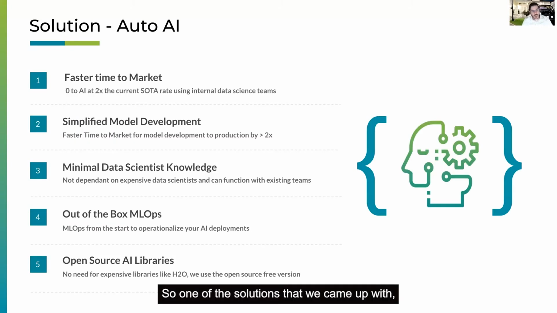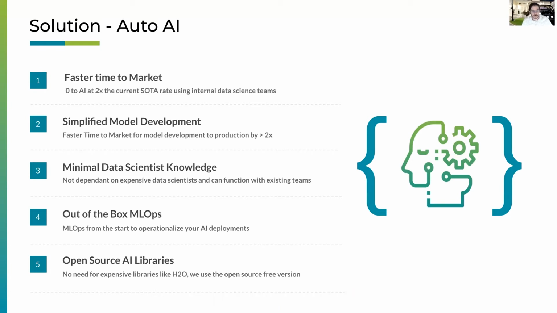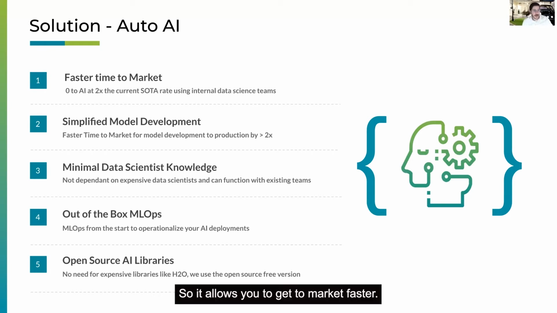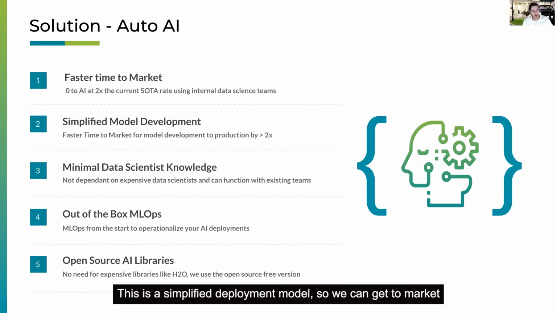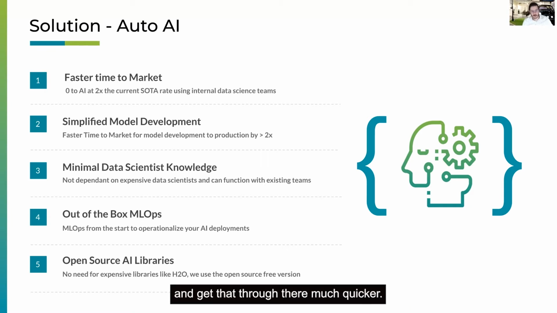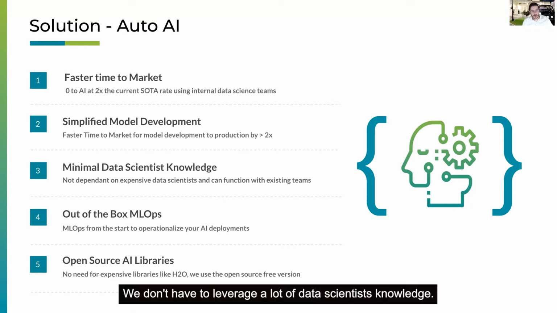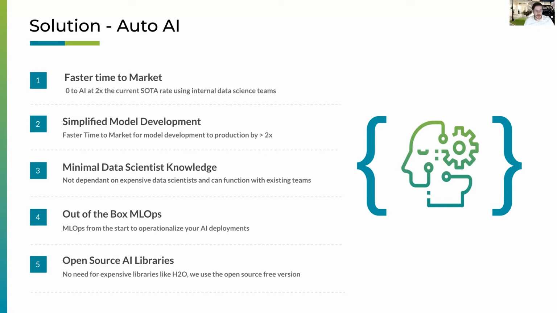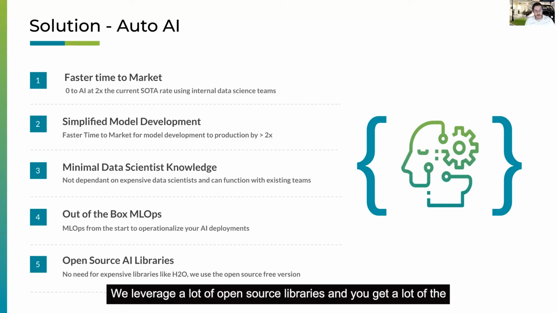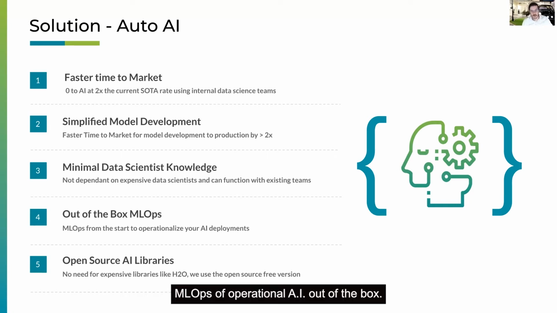So one of the solutions that we came up with is our AutoAI solution. It allows you to get to market faster. We can get from 0 to AI at 2x of normal. This is a simplified deployment model, so we can get to market much quicker. We don't have to leverage a lot of data scientist knowledge. We can do this with existing staff and existing profiles. We leverage a lot of open source libraries, and you get a lot of the MLOps of operational AI out of the box. So, sounds great and all, but how does this actually work?